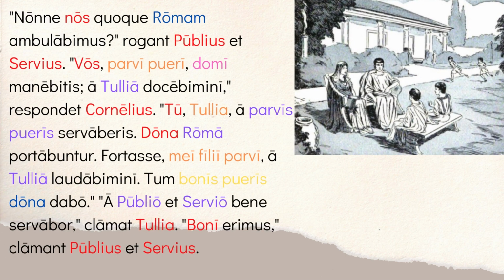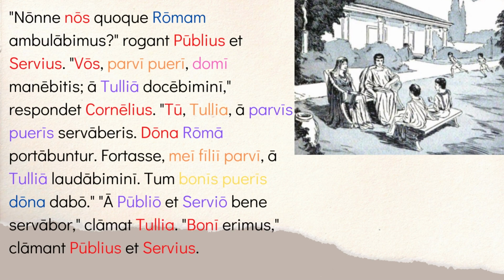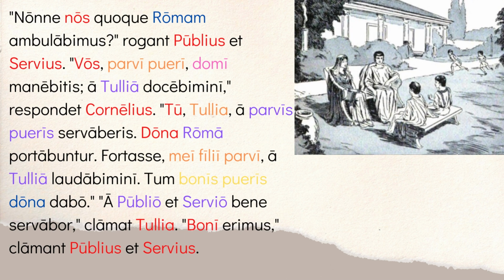Then you have "Nonne nos quoque Romam ambulabimus?" rogat Publius et Servius. So there's two other boys. You have Lucius and Aulus, who are older. They're sitting on the bench in this picture. And then running around the background, you have the younger boys, Publius and Servius. And they say, surely, right? Nonne means surely. So surely we, nos ambulabimus, we will walk to, quoque, we also will walk, or we too will walk to Rome, ask Publius and Servius, right? So the two younger boys say, hey, we're going to go too, right? And then you get a response, right?